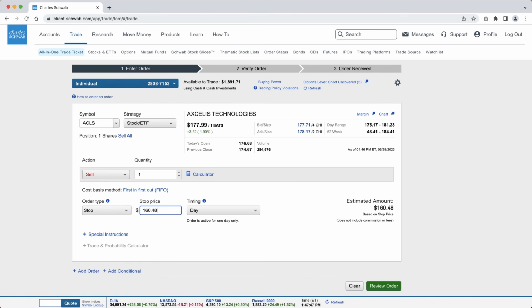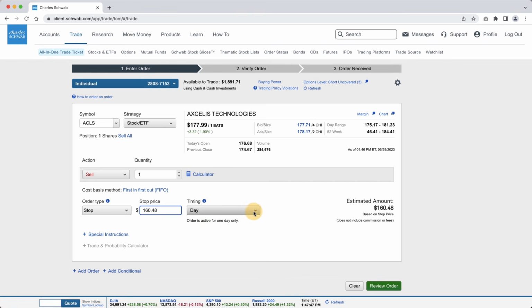What happens when 160.48 is reached, if it ever is, it triggers a market sell order to go to the market, which means, hey, we're just filled at whatever the next price is. And that could be a little bit higher than 160.48. It might be lower than 160.48.